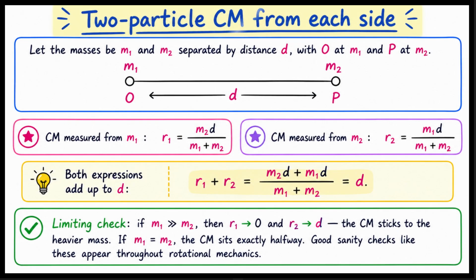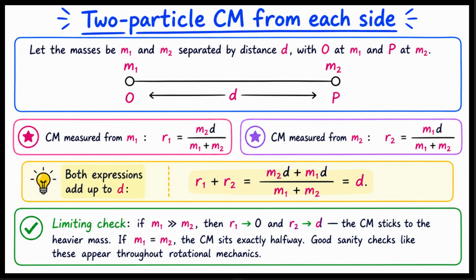Let us apply that to the simplest case, a two-particle system. Place two masses, m1 and m2, separated by a distance d along a line. Call the position of m1 zero and the position of m2 d. Measured from m1, the center of mass is at a distance r1, given by m2 times d divided by m1 plus m2. Measured from m2, the center of mass is at a distance r2, given by m1 times d divided by m1 plus m2. Add the two expressions and you get back d, as you should.